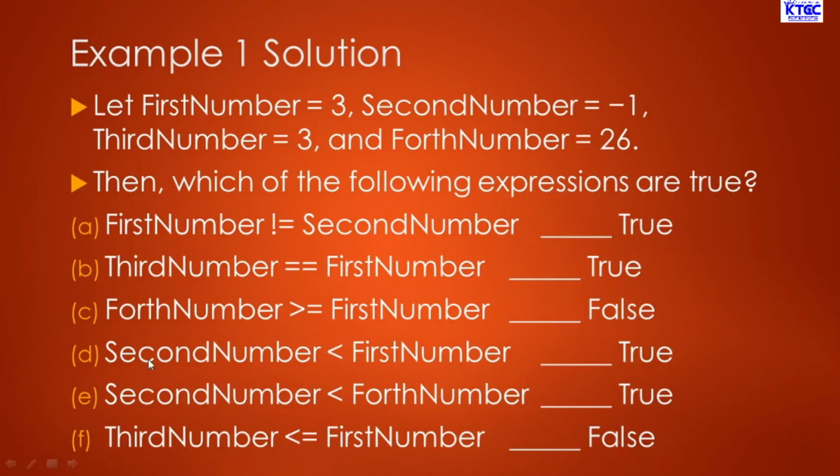So you can check. Let's check the second number here, the D. So the second number is less than first number. How true is that? Second number is -1. First number is 3. Yes, -1 is less than what? First number, so it's true.